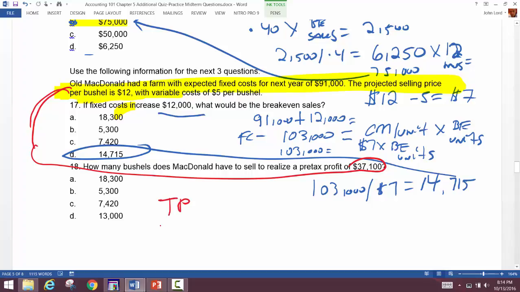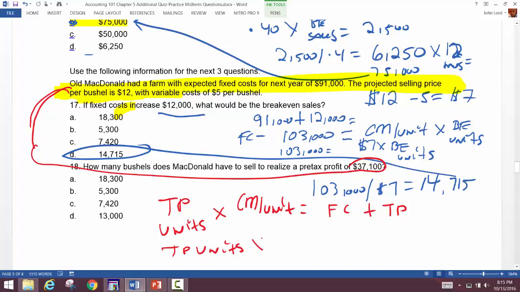Target profit units times what? Times my contribution margin per unit has to equal my fixed cost plus what? Plus my target profit. Good. So now I'm sitting there and I say, okay, well, I don't know what the target profit units are. That's what I'm solving for. Times, and what's the contribution margin per unit here? $7.